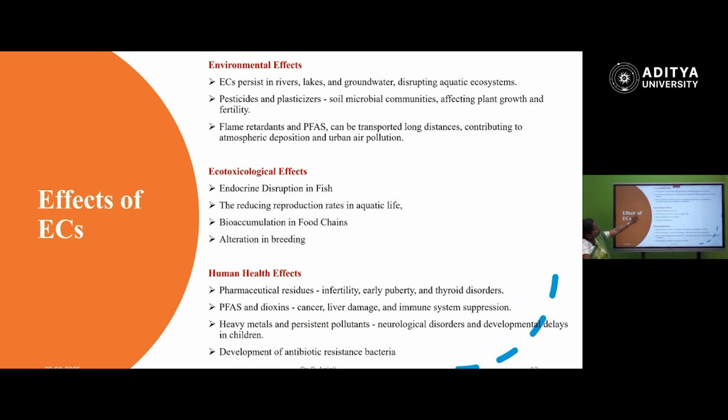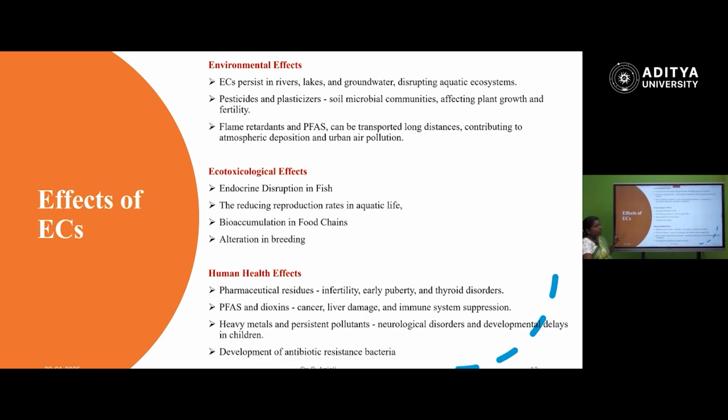So you can see the first one, environmental effects, where they persist. Persistent means we cannot remove it easily. So it has been detected in rivers, lakes, groundwater, and aquatic ecosystems. And pesticides and plasticizers, you can see that they affect plant growth and fertility. Another one, flame retardants, I said, right. Next, the ecotoxicology effect: endocrine disruption in fish, and reducing the fertility rate in fishes also. And bioaccumulation is taking place in the food chain, and alteration in the breeding season.